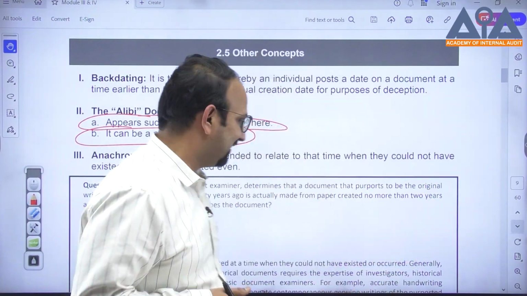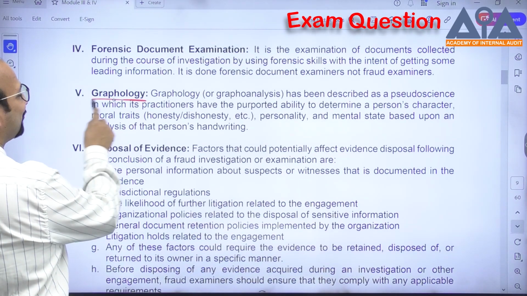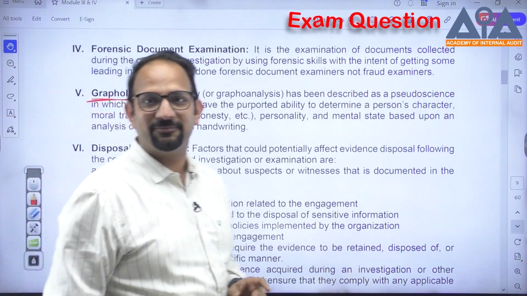Last but not least is the very, very important point, graphology. What is known as graphology?